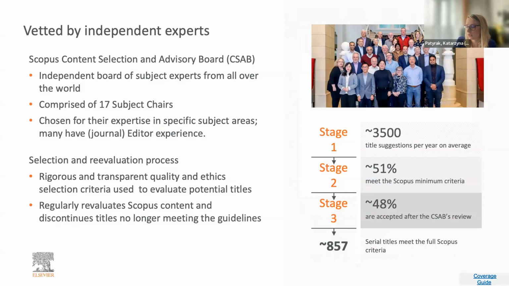The selection and re-evaluation process uses very rigorous and transparent quality and ethics selection criteria to evaluate potential titles. We are checking the websites of the journals, we are checking their ethics, and we are also checking their editorial plan.